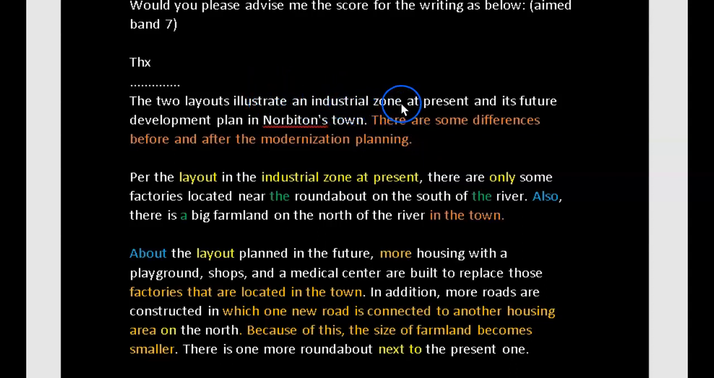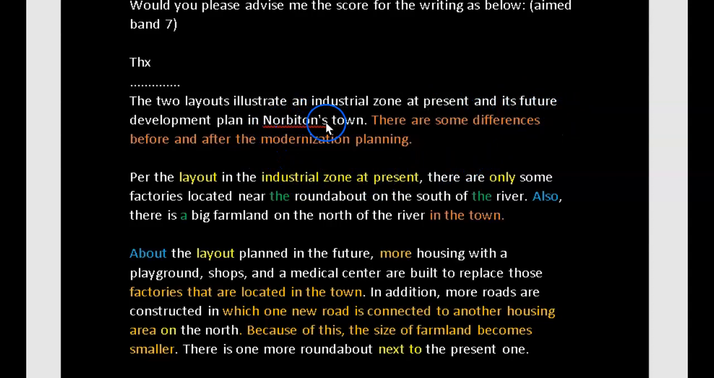Illustrate an industrial zone at present and its future development. Here we have a prepositional phrase. An industrial zone at present and its future development. Plan, not the development, the plan. And when you have an and like this, on both sides you should use the same type of words. So, the zone at present and in the future.